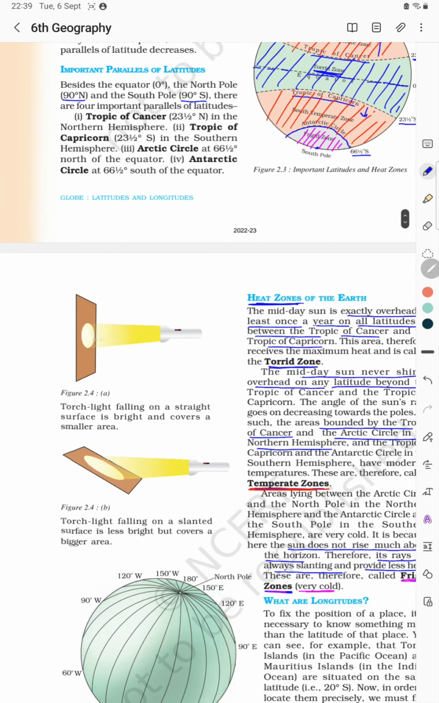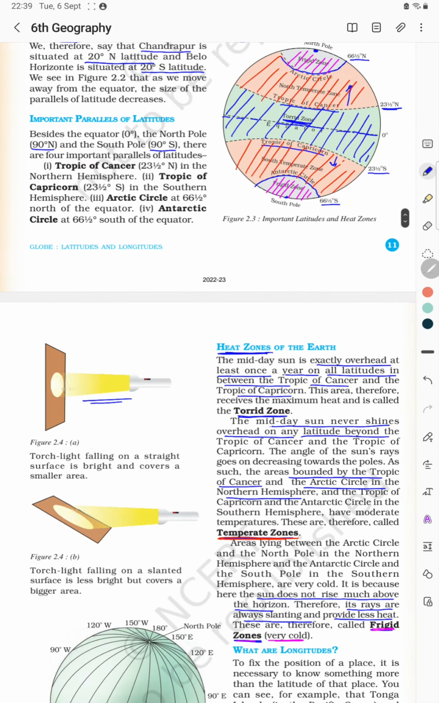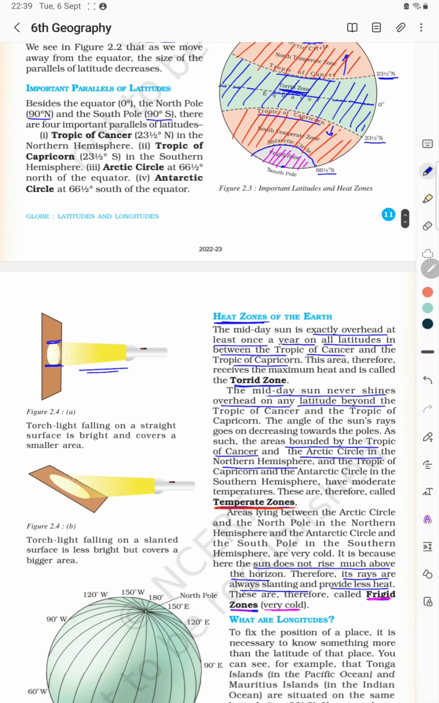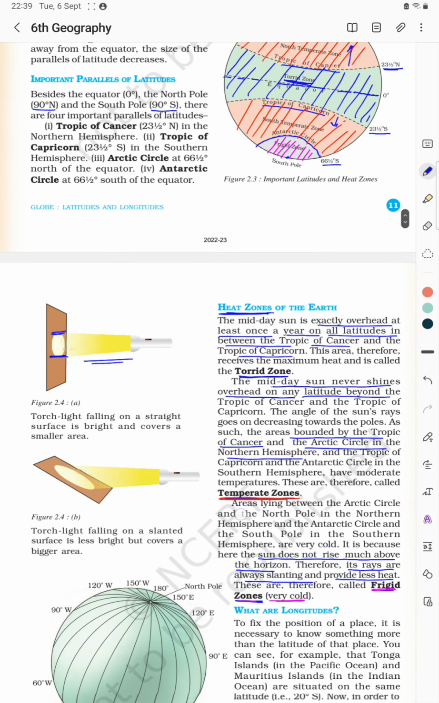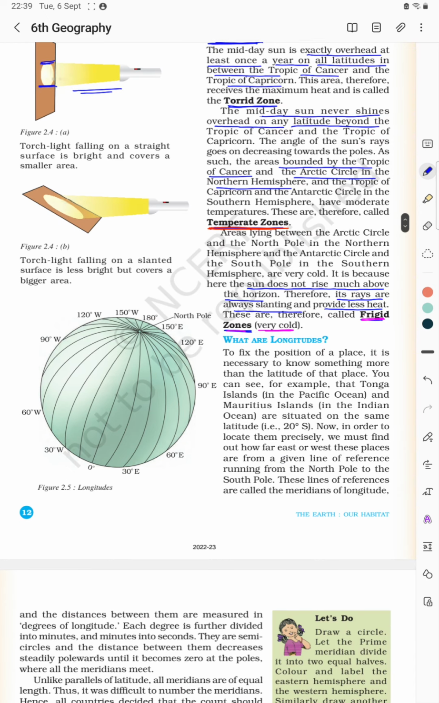Okay, if we see this figure, this will be the position of the torrid zone. This is the sun, this is the Tropic of Cancer, this is the Tropic of Capricorn. This we can compare with the torrid zone, and this we can compare with the temperate zone. Then we got our first reference point, that is latitude.